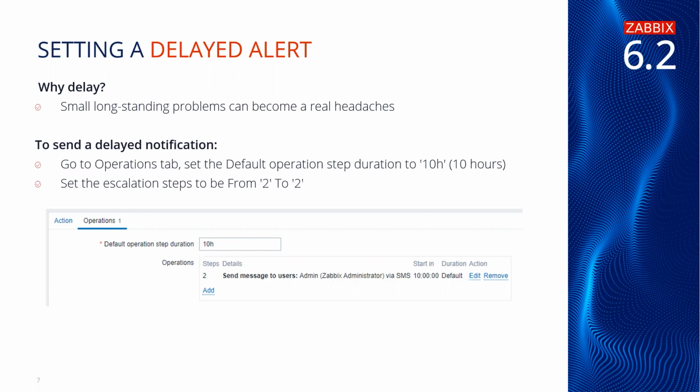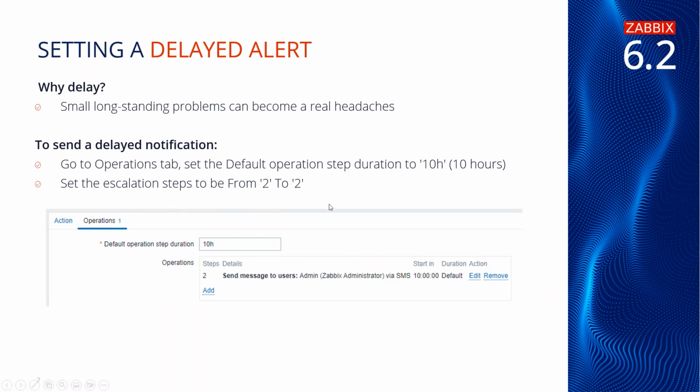In this example here, you have a warning that is taking more than 10 hours. Then you can just tell Zabbix to send a message to the users via SMS after 10 hours. I mean, that problem still exists. Why? Because someone needs to be notified. And after 10 hours, a person will be notified about that problem.